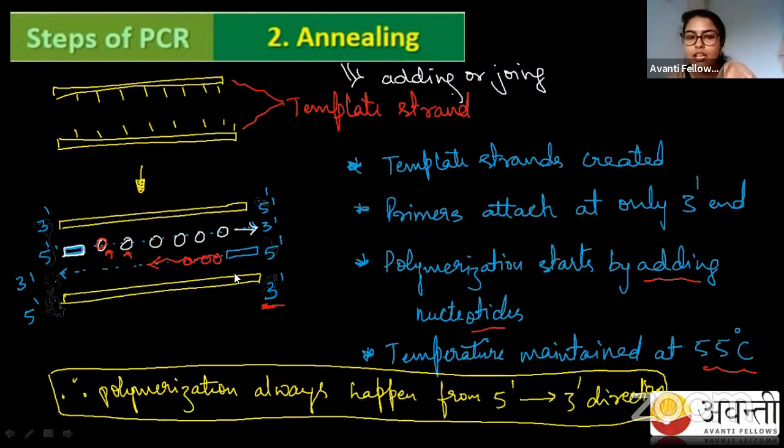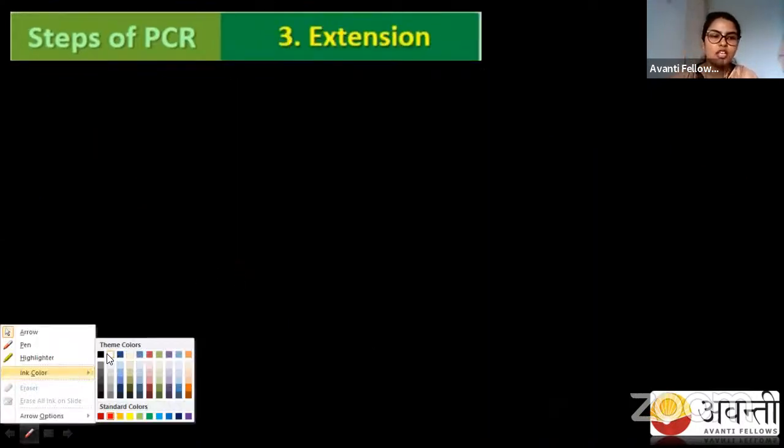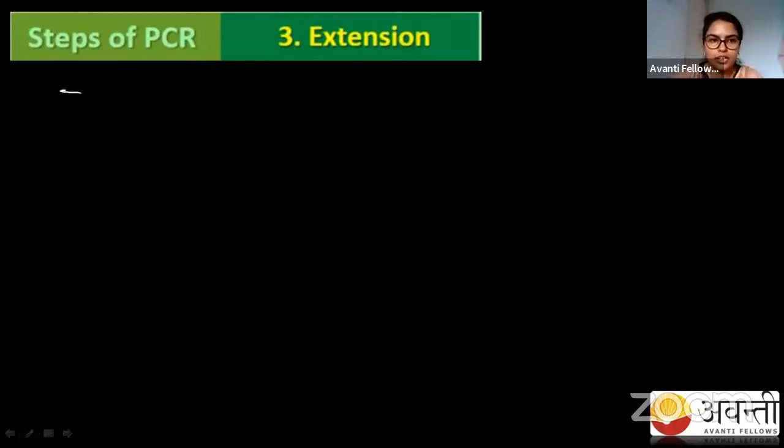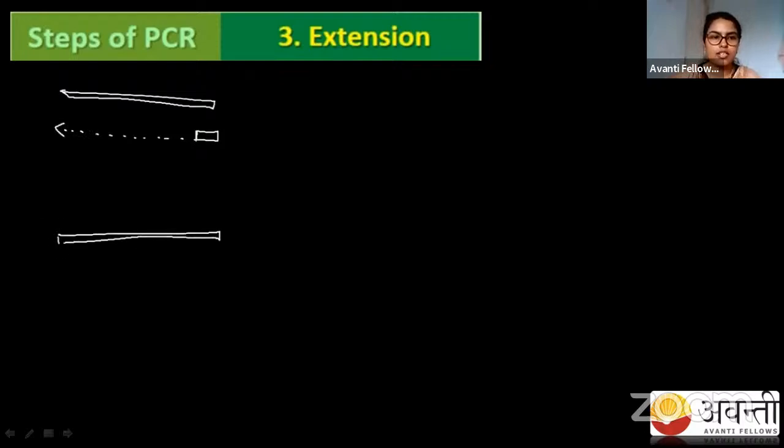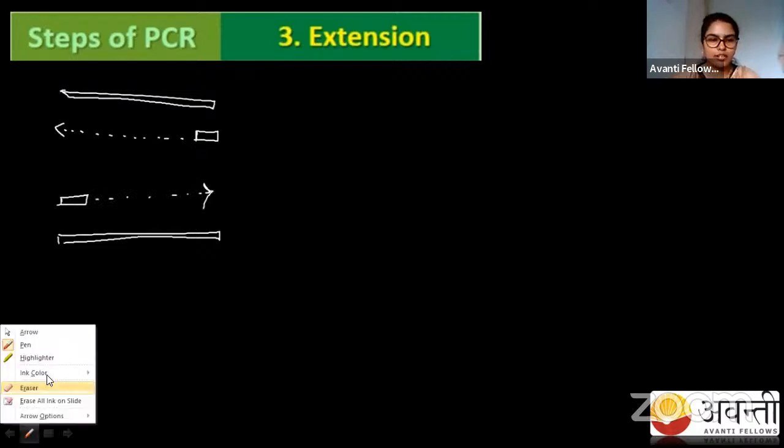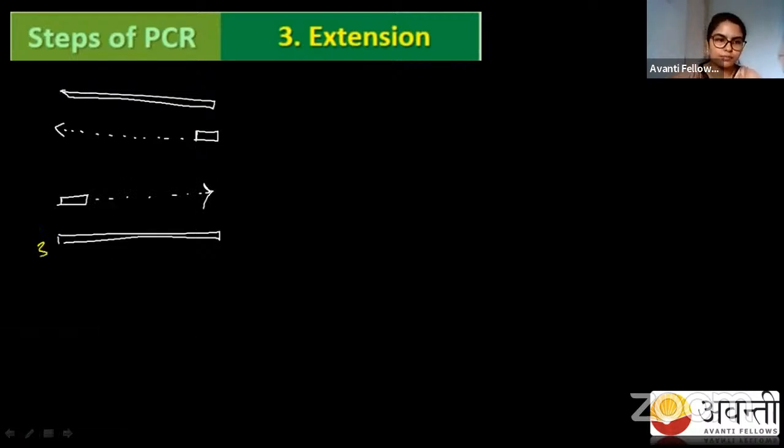Now the last stage is called as extension. So extension में तो बहुत सिंपल है बेटा. यहाँ पे हमारा स्ट्रैंड था, यहाँ पे प्राइमर था, तो अभी ये प्राइमर ऐड करते करते एक नया सा डीएनए का स्ट्रैंड ही बना देगा. ठीक है, there is a addition of new nucleotides and it will create the DNA strand. Okay, so this is extension. Okay, so it will join, and ultimately we will get the new DNA.